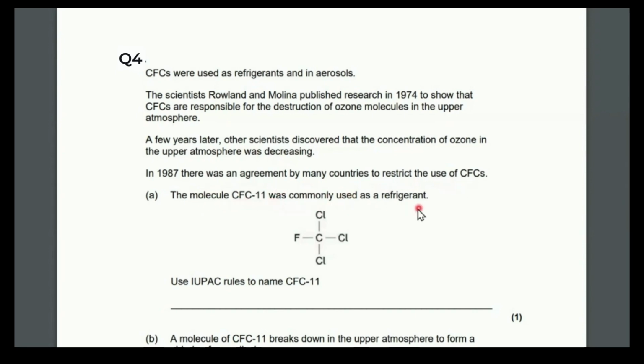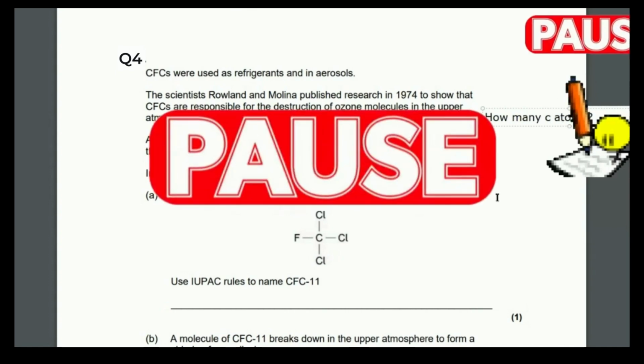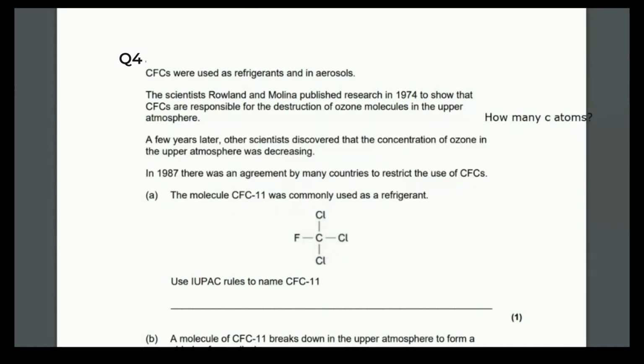The molecule CFC11 was commonly used as a refrigerant. Use IUPAC rules to name CFC11. Once again, pause the video, guys. Have a go at the question on a scrap bit of paper, then unpause the video and check your answer against the walkthrough.